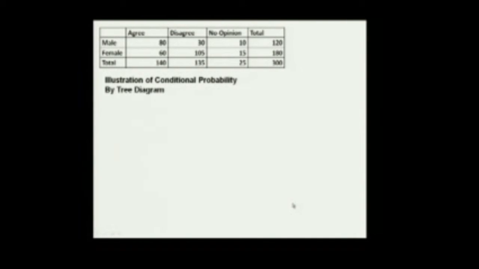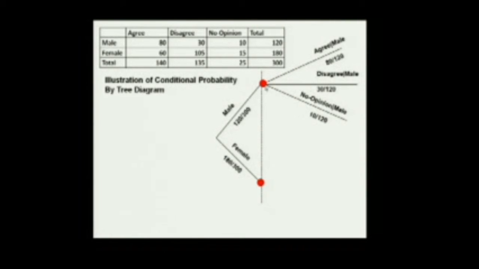We can also illustrate the conditional probability using a tree diagram. Let's look at this case here. We have male and female. Now, the probability of male is 120, that's the male, divided by the total, which is 300. The probability of female is 180, which is the total female, divided by 300. Now, as we move on into male that agree, male that disagree, male with no opinion, now we have conditional probability. That is agree given the fact that it's male, or disagree given the fact that it's male.